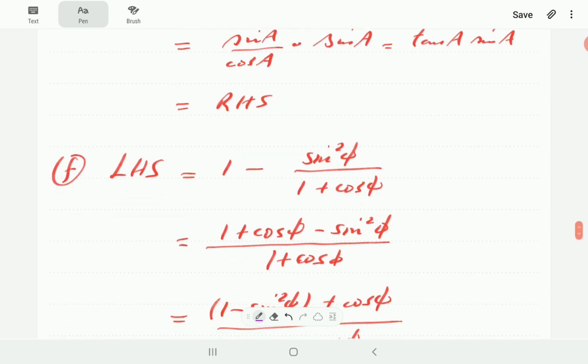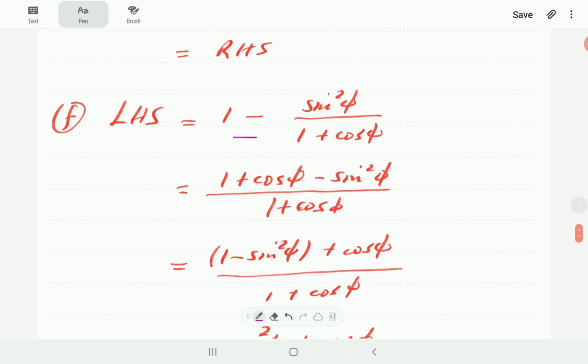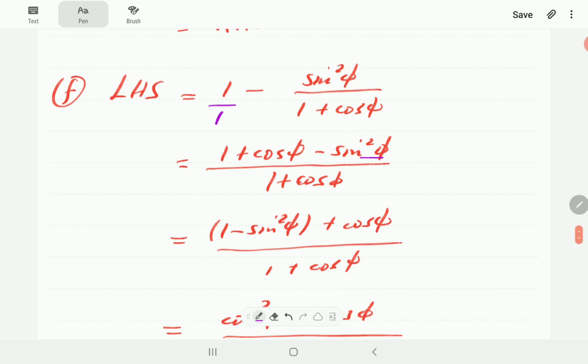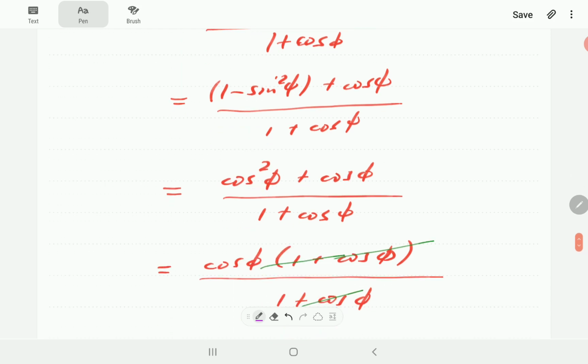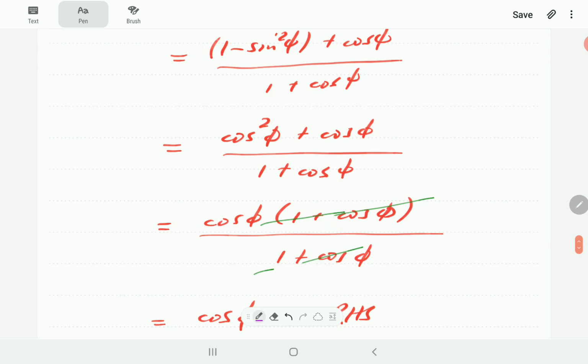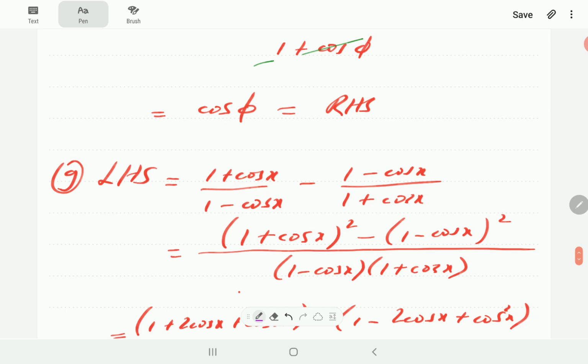In F, again, if we start on the left hand side, we have got two fractions here. So the LCM is 1 plus cosine phi. So this is going to go 1 plus cosine phi squared here, and this is going to go once, so we just have sine squared there. If we move this and group it with the 1, so 1 minus sine squared is just cosine squared. This term remains the same. Then we factorize cosine here, and then these two terms cancel out, and so I've got cosine phi.